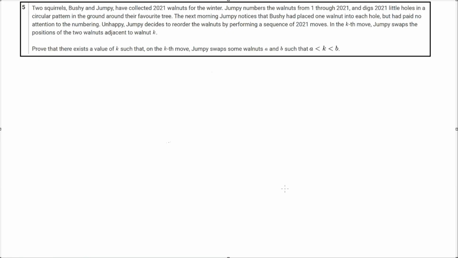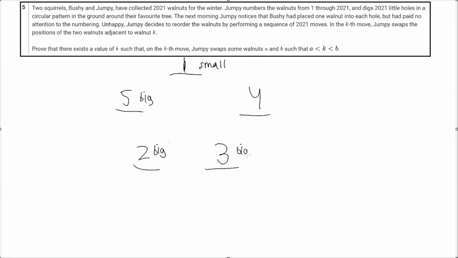Can we extend this idea? Well, of course we can. Suppose we have our 5 walnuts again. So we have 1, then 5, 2, 3, 4. This is a slightly different configuration. Then on the first move, we classify this one as small and all the other ones as big. Then big, then big, then big. And then on the first move, we end up swapping 4 and 5. So that becomes 4 and 5.